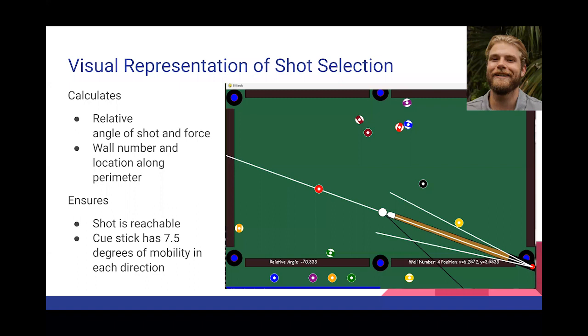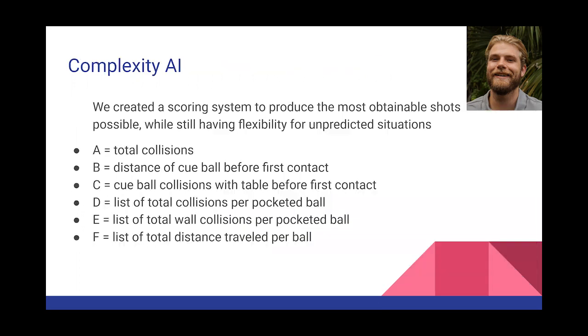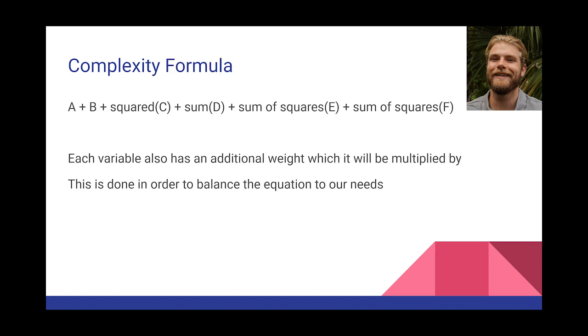As you can see, the sweep is free for the cue stick, and it gives the wall number, position, and relative angle. In order to come up with more realistic shots, we implemented what we call a complexity AI. It tracks things such as total collisions, distance of the cue ball before first contact, collisions with the wall by the cue ball, total collisions per pocketed ball, and the total distance traveled per ball. This is the complexity formula we came up with. A higher score would mean negative points, so we would want to reduce complexity as much as possible.